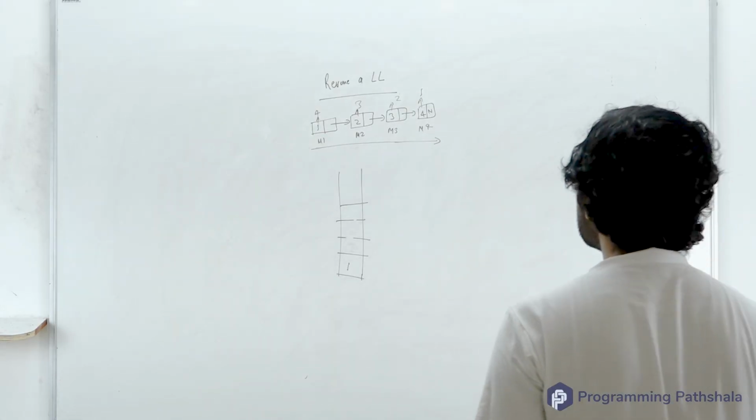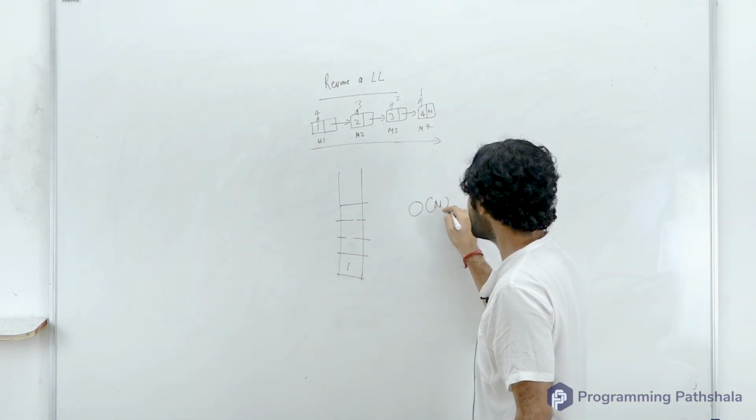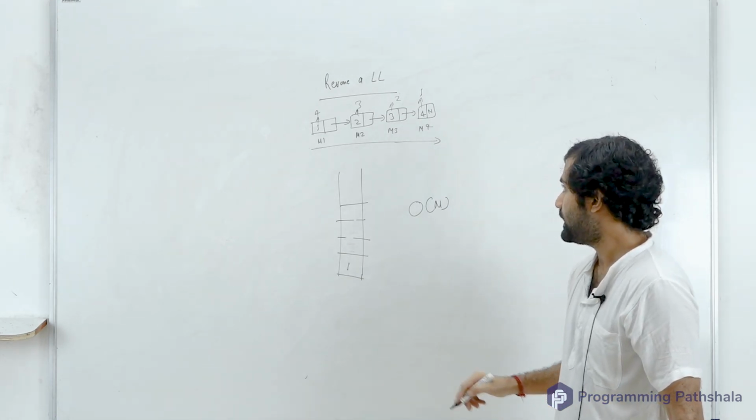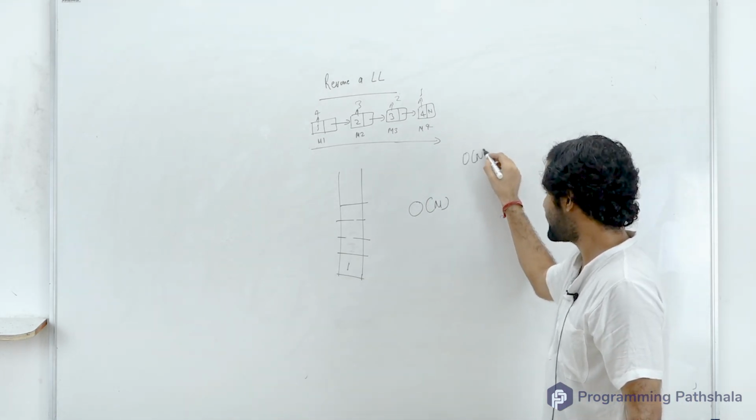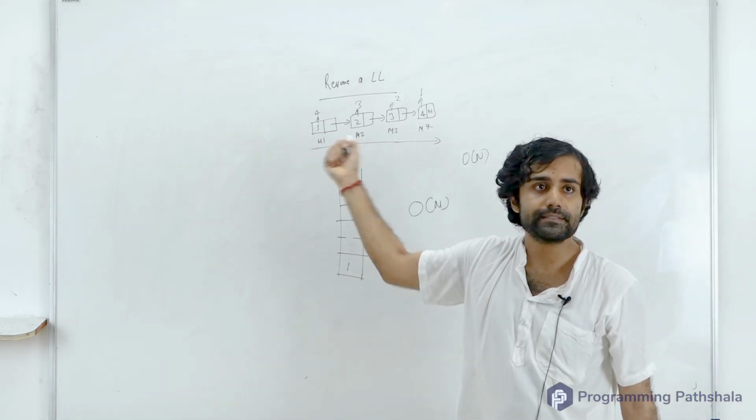So what is the extra space over here? Because I needed an extra stack, the extra space is order n. And what is the time? Time is order n. Tell me one thing. Is this the right or wrong approach?